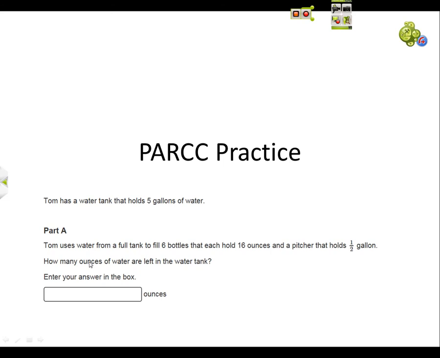We're going to change everything to ounces because we have to know how many ounces are left in the water tank. So we have to figure out how many ounces are in a 1/2 gallon, and in 5 gallons.